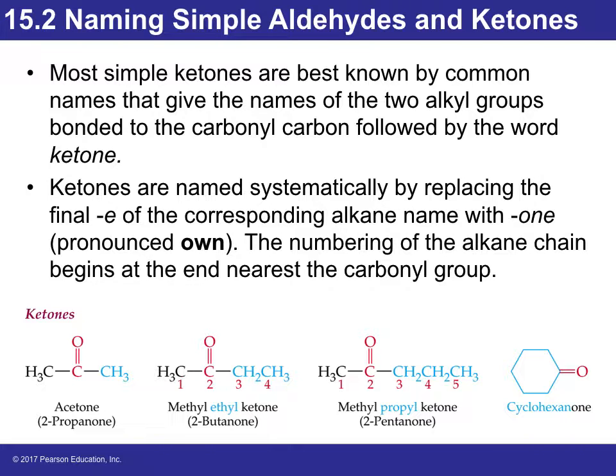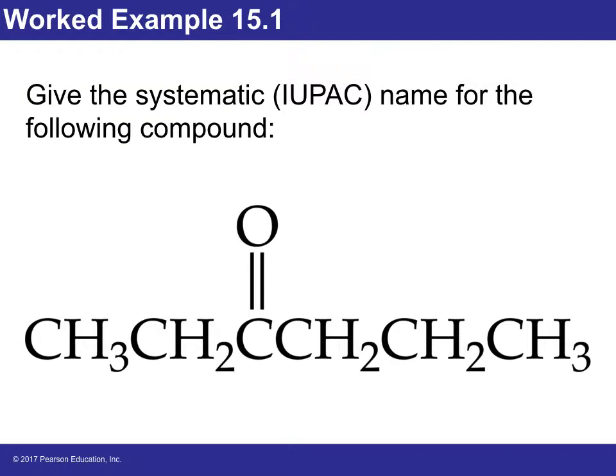Same thing, find the longest chain of carbon atoms: 1, 2, 3, 4, 5. Where do you find the C double bond O? Carbon number 2. So it will be 2-pentanone. And then sometimes you have a cyclic compound that is linked to that ketone, and that example is cyclohexanone. Some examples right here on the next slide are worked examples.